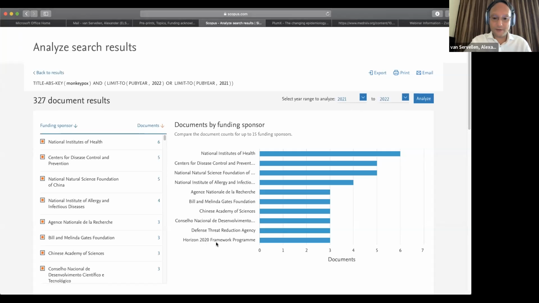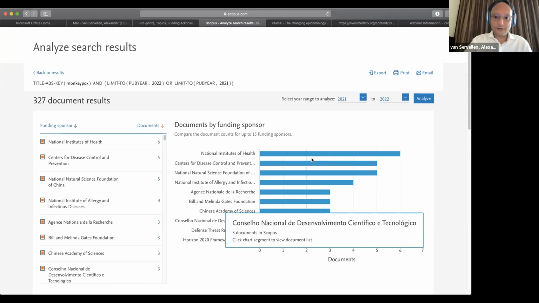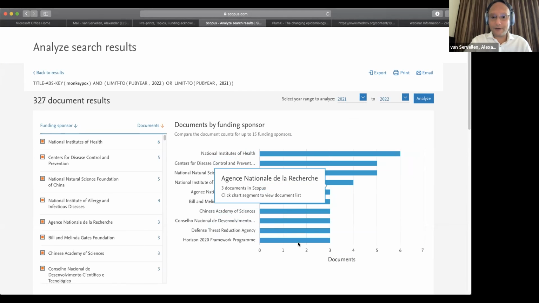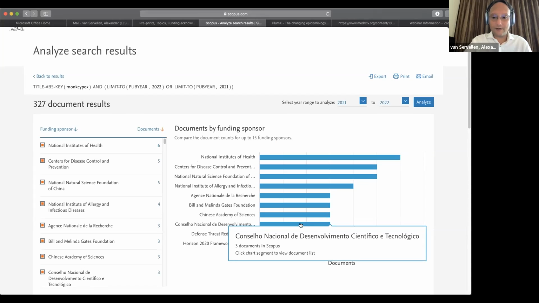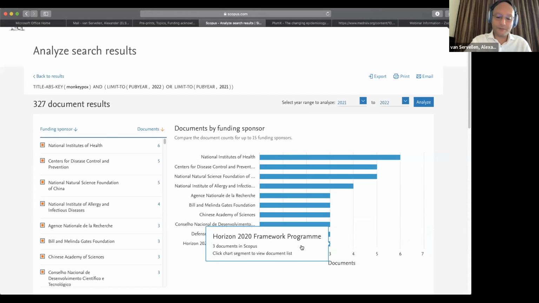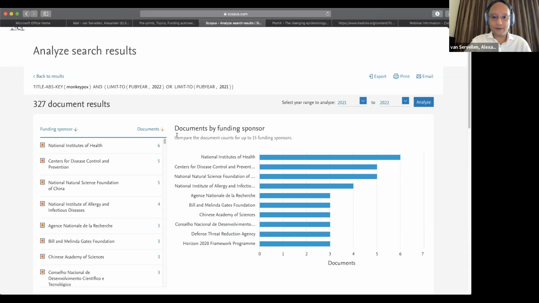Europe Horizon 2020 Framework Program. So you can see those are funding bodies that have funded the most papers related to monkeypox.